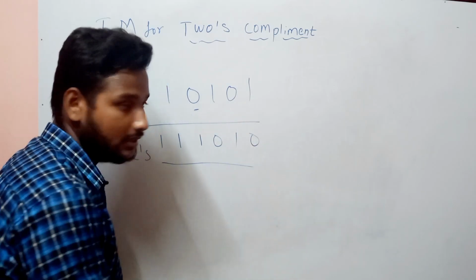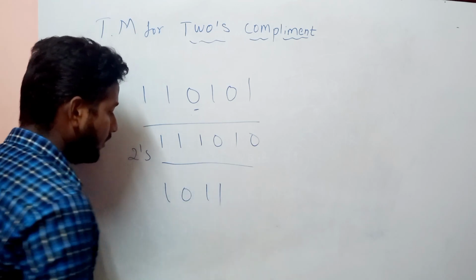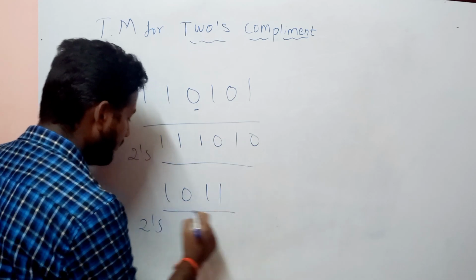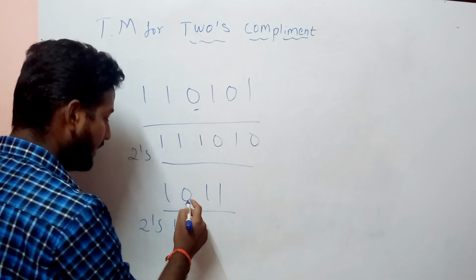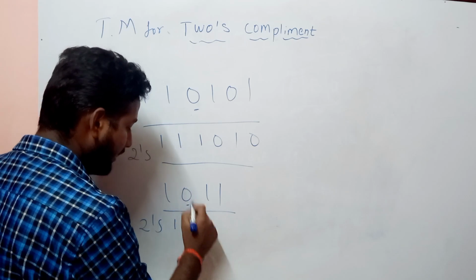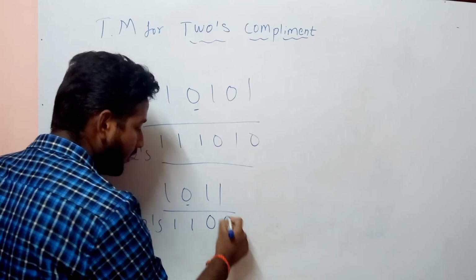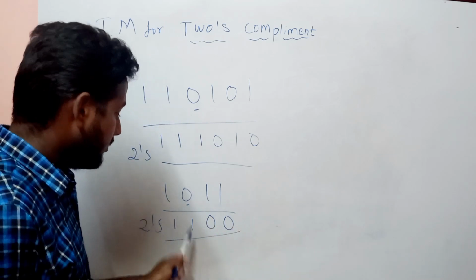Let us see another example: 1011. The 2's complement is: 1 remains as 1. The first 0 from left to right is here. Now we make this 0 as 1. The 1's complement of 1 is 0. The 1's complement of 1 is 0. This is the 2's complement.